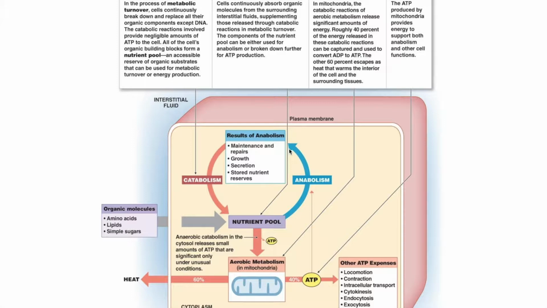So we have something in our cells called metabolic turnover. So this is the maintenance. Cells are continuously breaking down and replacing all their organic components. So for example, the mitochondria in your cells, after a while they will get broken down and replaced by new ones. And all the organelles except for the nucleus do that. We don't replace our DNA.